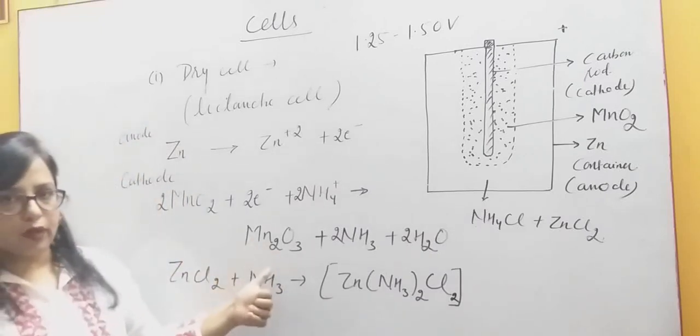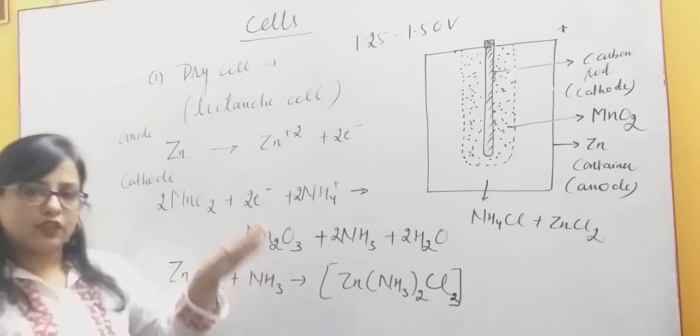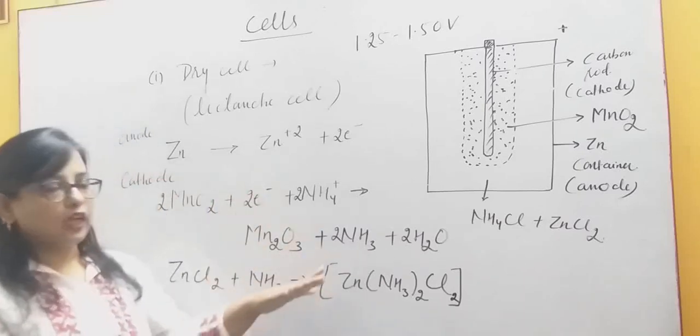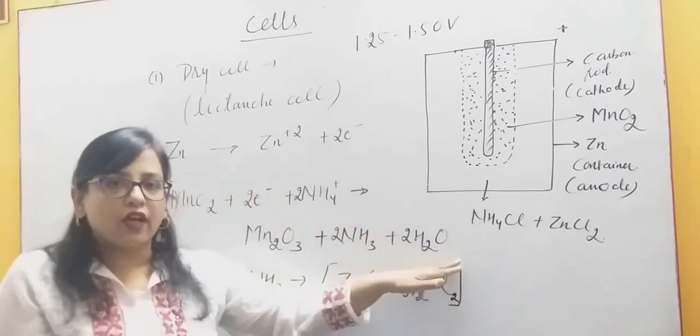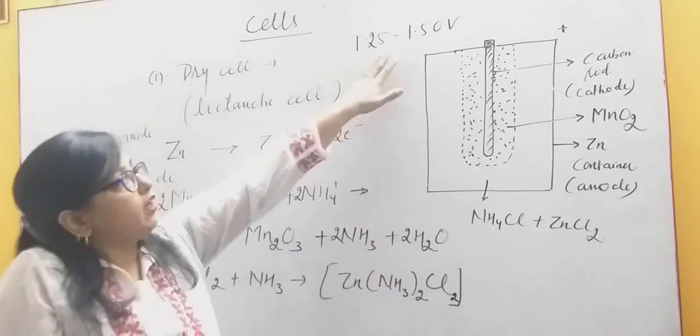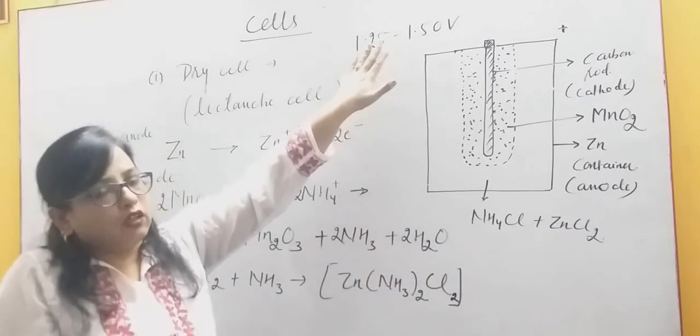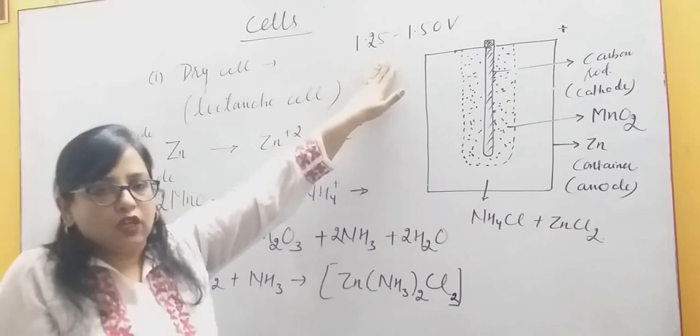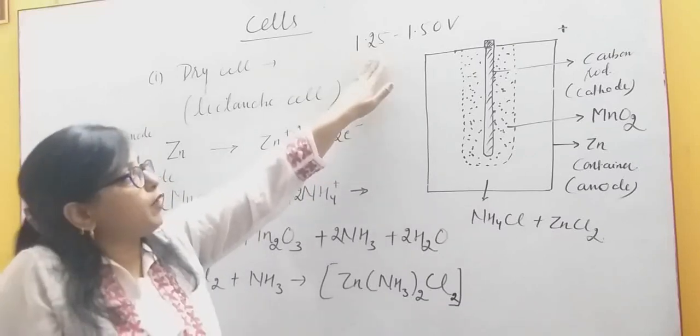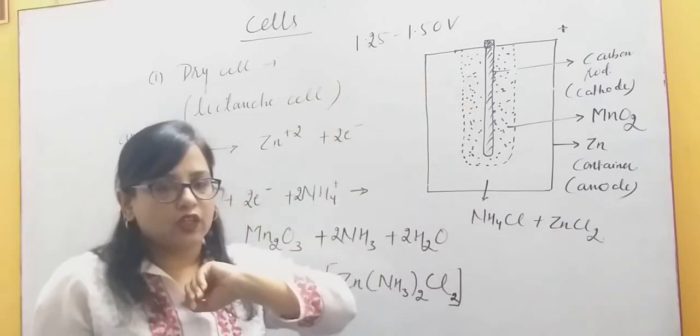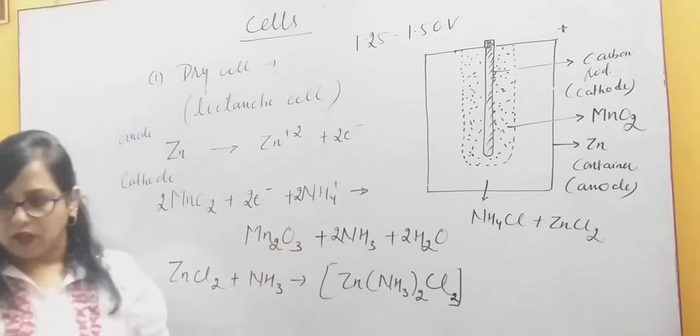This is a drawback of this cell. This is a non-rechargeable cell. This cell forms water, and water shows corrosion and non-fixable voltage. It shows variable voltage in the range of 1.25 to 1.50 volt. So this is the basic reaction for the dry cell.